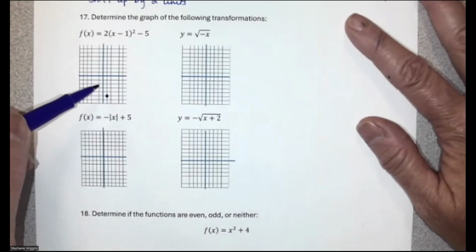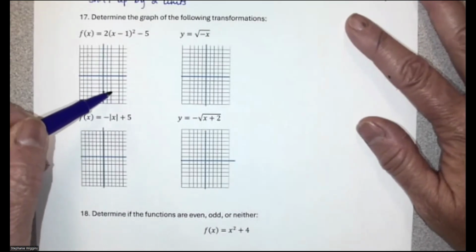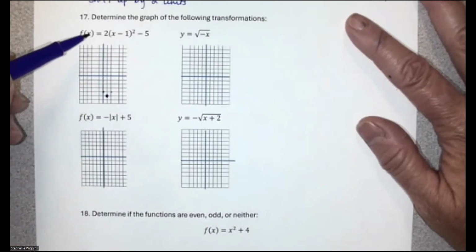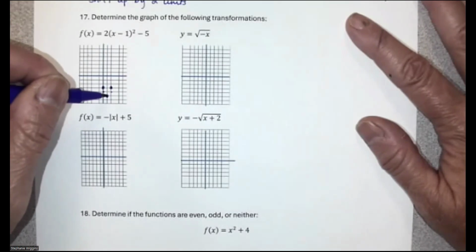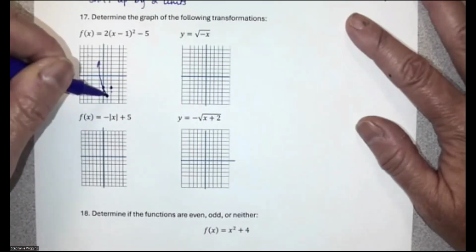So normally we would have these 2 points be on the graph, but it's stretched by a factor of 2. So instead of being here, it's going to be here and here. So it's going to be taller and skinnier.